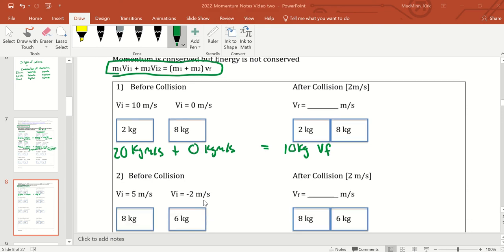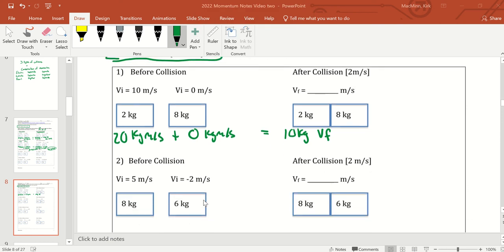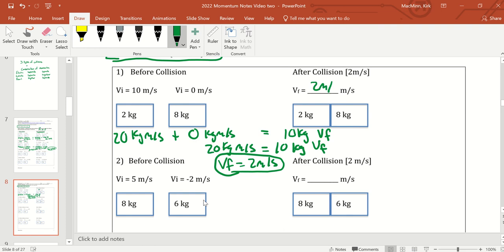So let's go ahead and finish solving that. So I get 20 kilogram meters per second equals 10 kilograms times the unknown final velocity. And you'll see if we divide 20 kilogram meters per second by 10 kilograms, we're going to end up with a final velocity of 2 meters per second. So that means the two objects, the 2 kilogram mass and the 8 kilogram mass, will be moving together as one 10 kilogram mass with a velocity of positive 2 meters per second.